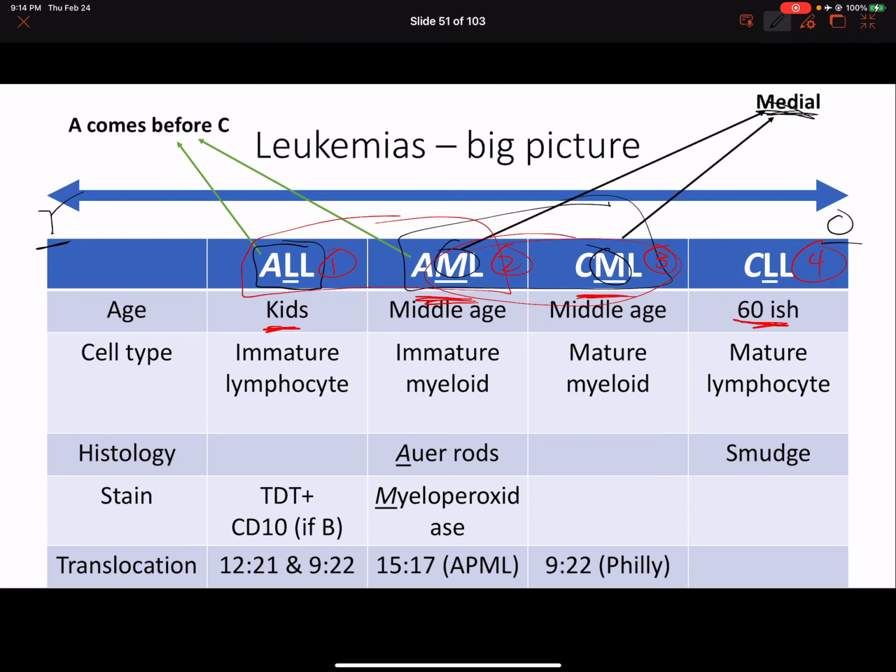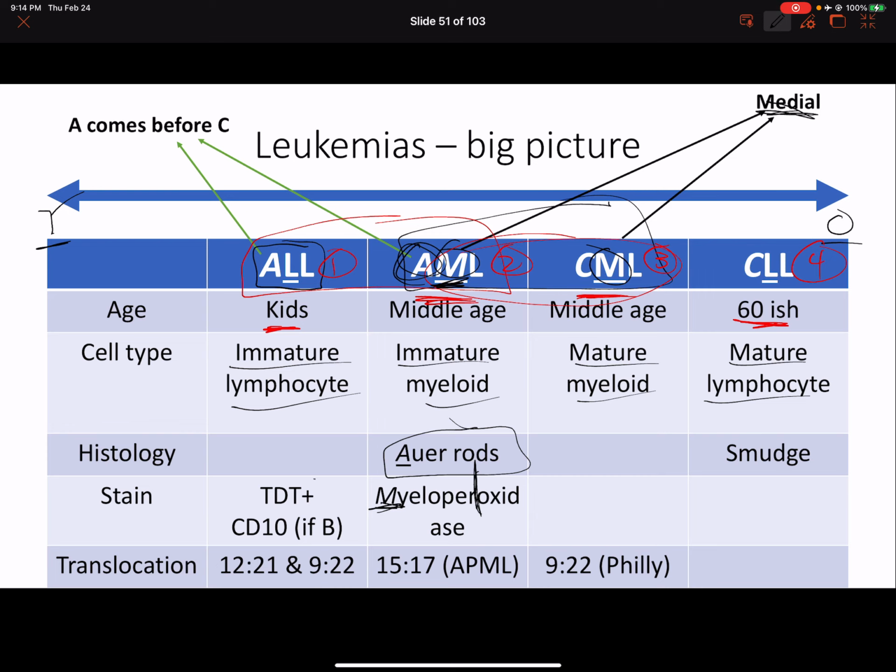Cell type, we already went through this: immature lymphocyte, immature myeloid, mature myeloid, and mature lymphocyte. Specifically look for Auer rods. I think of A for Auer rods here, and then M for myeloperoxidase. So Auer rods are really just precipitated myeloperoxidase. So these two things should go together. Auer rods are really just myeloperoxidase that is precipitated.